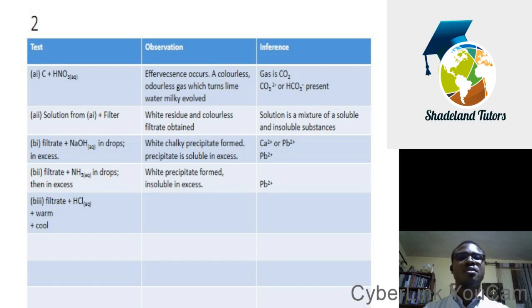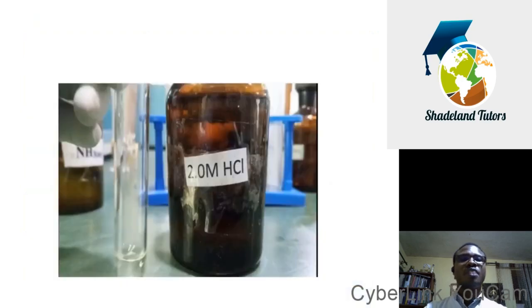To the filtrate still, you add dilute hydrochloric acid, so again HCl(aq), then you warm, then you cool. Now it's very important that your report comes up neat. So you will notice that I placed the filtrate plus HCl on a separate line, then the warming on a separate line, then the cooling on a separate line. And this is because each of these steps has its different observations that I'll want to present on their lines accordingly.